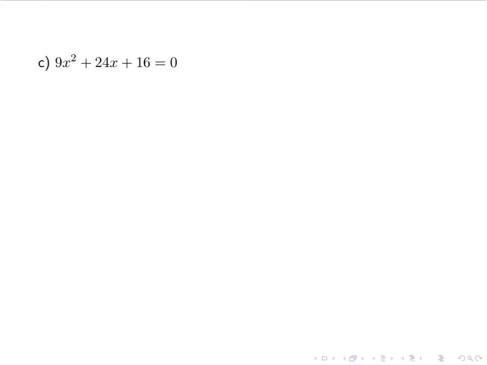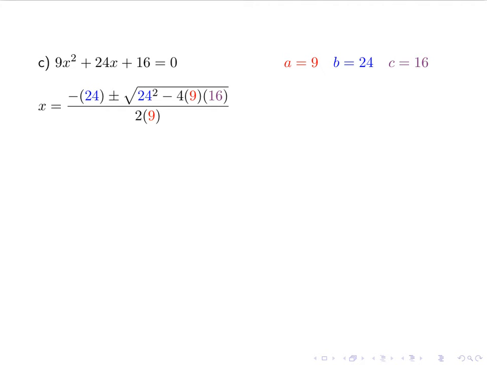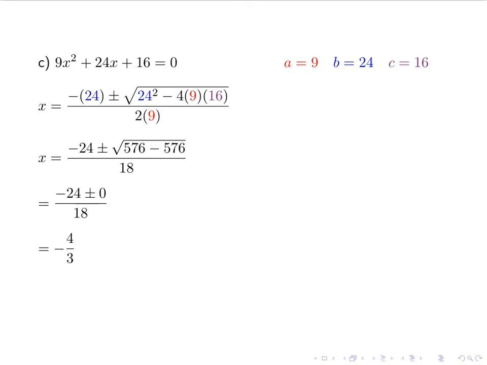9x squared plus 24x plus 16 equals 0. A is 9, B is 24, C is 16. Plug them into where they go. Simplify it. So 24 squared is 576. 4 times 9 times 16 is also 576. When I simplify that, I get the square root of 0, and the square root of 0 is 0. Negative 24 plus or minus 0 is negative 24. And then negative 24 over 18, I can simplify down to negative 4/3. And this gives me one real solution, which is also rational, which means that it was factorable.